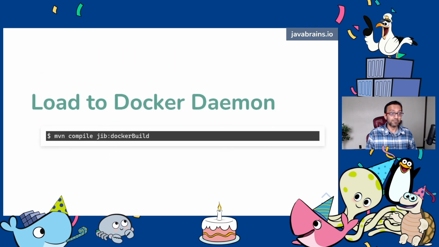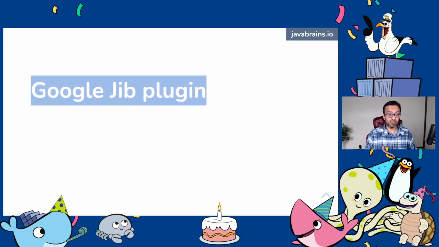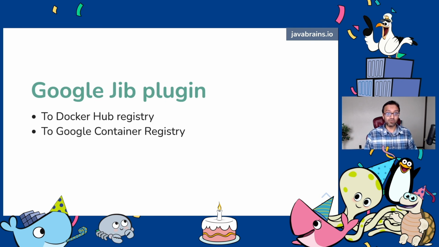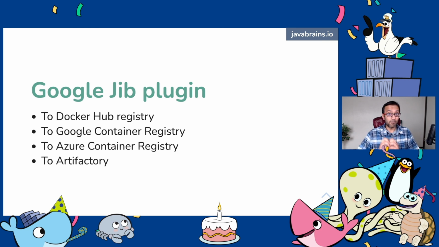And in order to run it, you basically do maven compile jib:dockerBuild. And this is actually going to load to the Docker daemon if it's available, but you can skip it because the Docker daemon isn't necessary here. You can actually have it publish your Docker image to a bunch of different places, right? You can have it published to the Docker Hub registry. You can have it published to the Google Container Registry, to Azure Container Registry. You can publish it to Artifactory. You get the idea. It's very configurable, and it can push your Docker image to a bunch of different places.